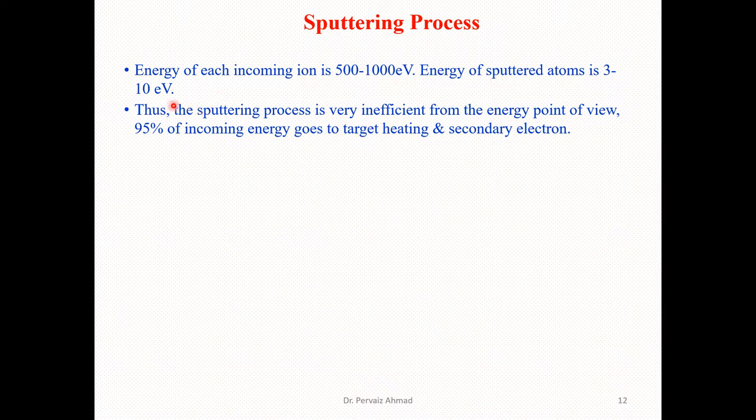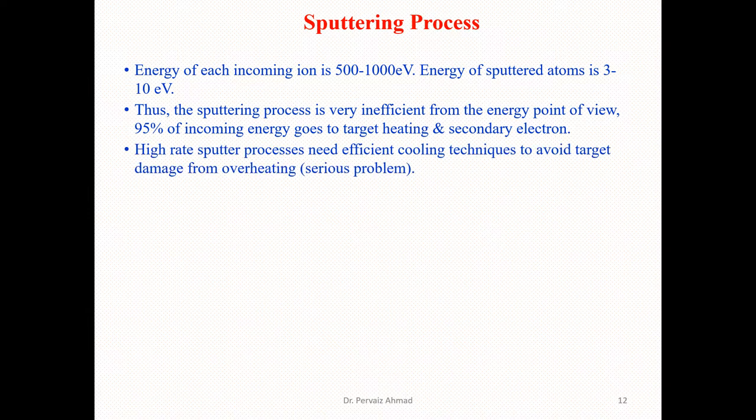So, considering these facts, we are saying that the sputtering process is very inefficient. From which point of view? From the energy point of view. Why? Because 95% of the incoming energy goes to target heating and secondary electrons. If we say the total energy is 100%, then 95% of it goes to target heating and secondary electrons. So a high-rate sputtering process needs efficient cooling techniques to avoid target damage from overheating. It's one of the serious problems.